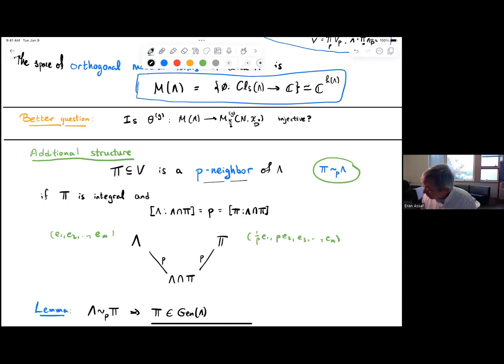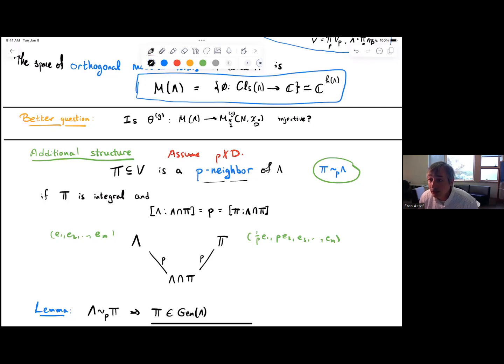This is, of course, let's assume somewhere that p doesn't divide the discriminant. Otherwise, it might also be true, but there are some other technical conditions that I don't want to get into. So for primes not dividing the discriminant, the theory of invariant factors just gives us the existence of these bases. And it's relatively simple to see that if lambda and pi are p-neighbors, then pi is in the genus of lambda.